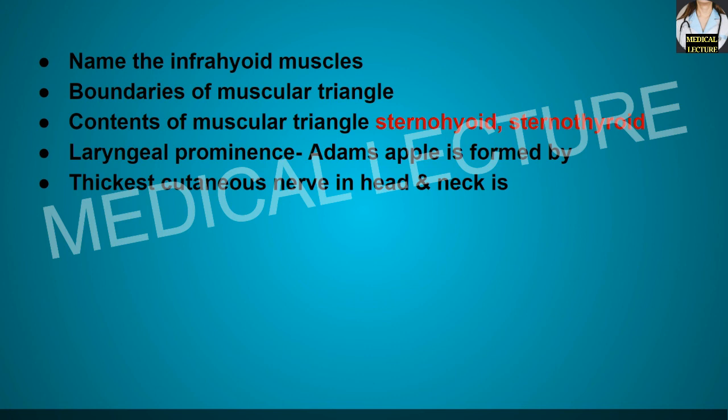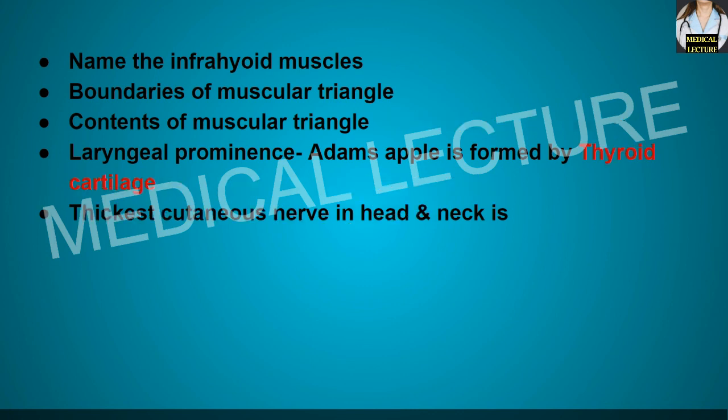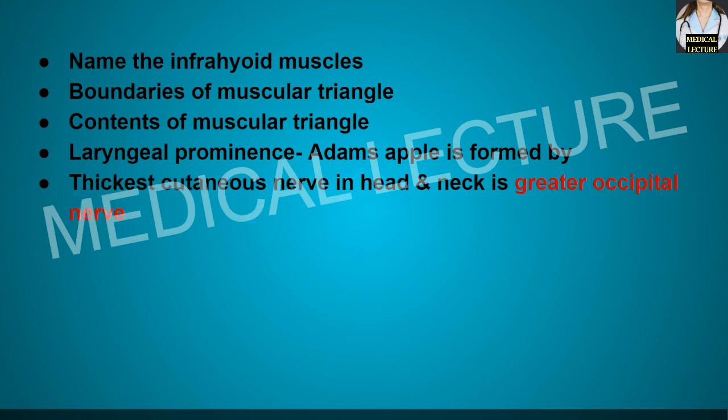Laryngeal prominence, that is the Adam's apple, is formed by which cartilage? That is the thyroid cartilage. Thickest cutaneous nerve in the head and neck is the greater occipital nerve.